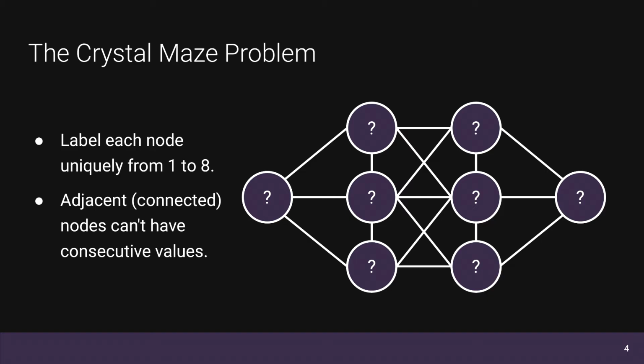We need to put a value on them, and that value must be distinct across all of them. So one of them will have a 1 on, one of them will have a 2 on, one of them will have a 3 on, and so on, up to 8. But we do have another rule, which is that we also need to make sure that any 2 nodes which are connected by an arc are not adjacent. Now, what do I mean by that? What I mean is, if one of them is a 3, you can't have a 2 or a 4 connected to it. Okay, that's pretty simple.